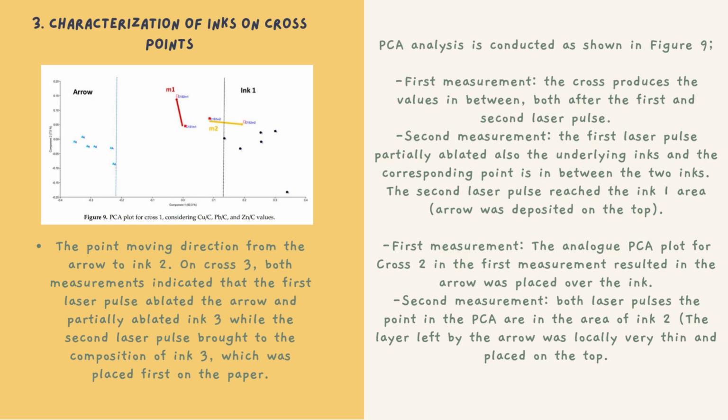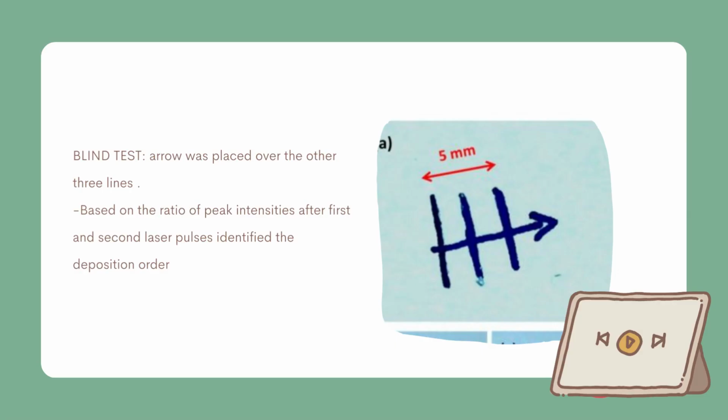The analog PCA plot for the second cross in the first measurement indicated that the arrow was placed over the second ink. In the second measurement, for both laser pulses, the point in the PCA plot fell in the area of the second ink, meaning that the layer left by the arrow was locally very thin and placed on the top. This hypothesis is enforced by the point moving in direction from the arrow to the second ink.